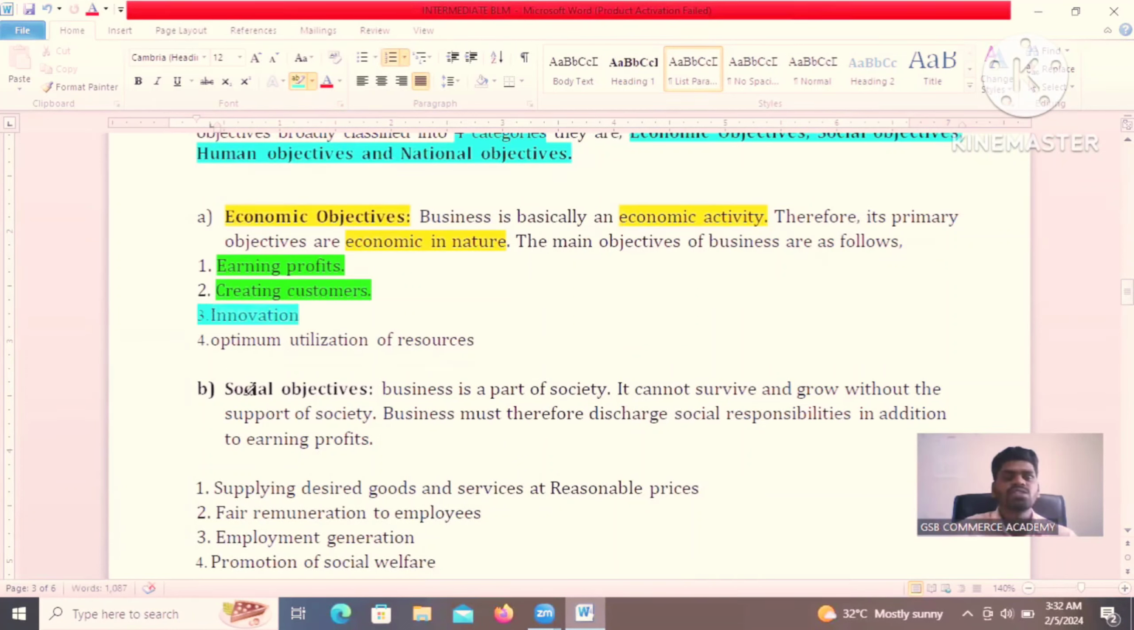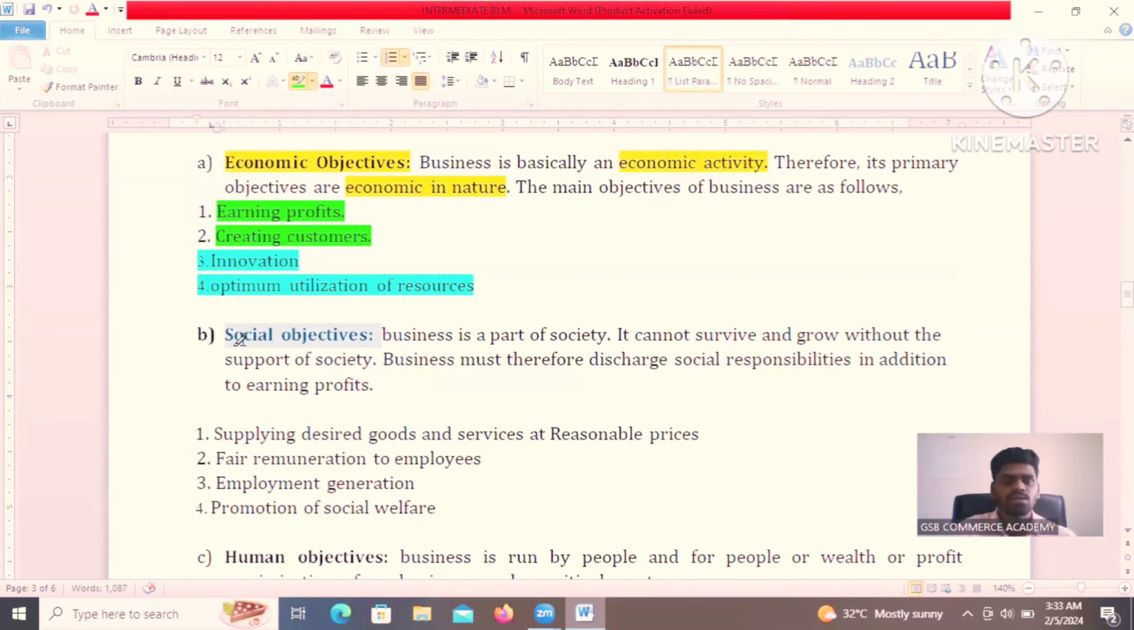And the next objective, which is very important, is innovation. Innovation is nothing but the creation of the best quality of goods and using innovative technology while producing goods and services. You have to provide innovative products to human beings. In that situation, the business can get more profits. And the optimum utilization of resources: in a business organization, we have several types of resources: financial resources, human resources, natural resources. You can use those resources optimally to get more profits.